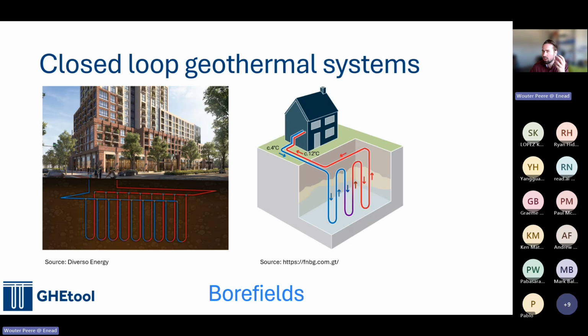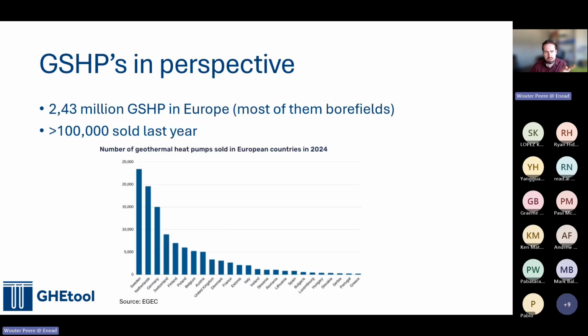Now, this technology is not new. The first patent was in Germany in the 70s. And since then, ground source heat pumps have been increasing in popularity. These are some figures from the latest market report in Europe. There are over 2.4 million ground source heat pumps in Europe, and most of them are connected to smaller or bigger borefields. And last year alone, there were over 100,000 units sold, most often in Sweden and the Netherlands.